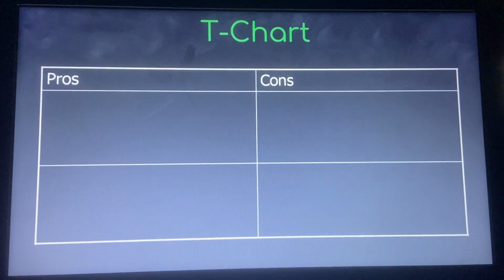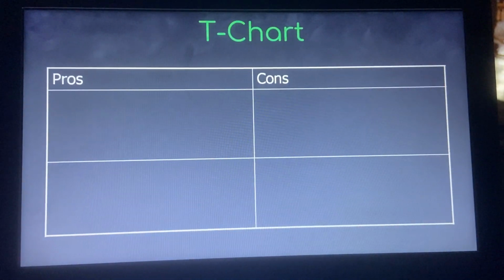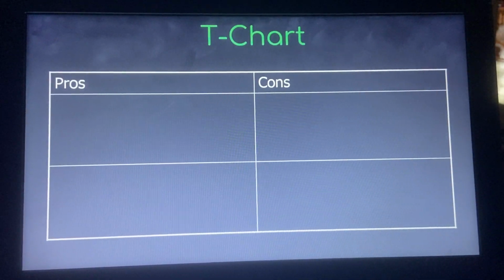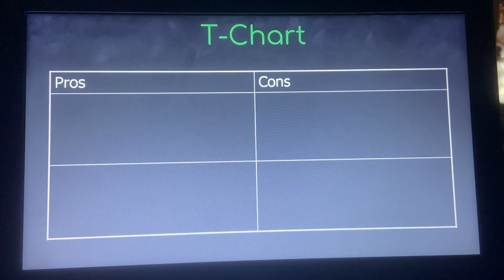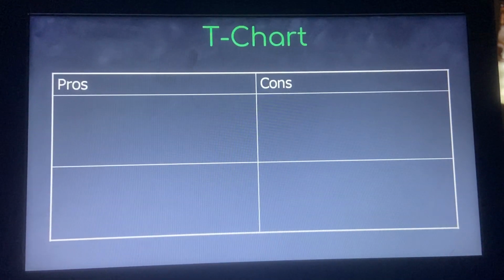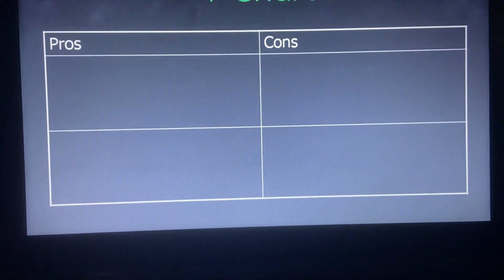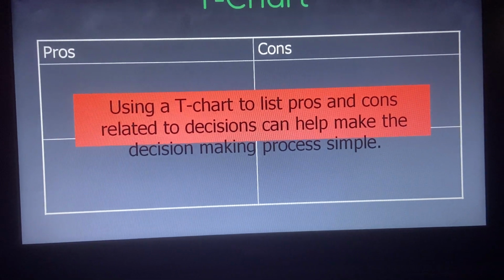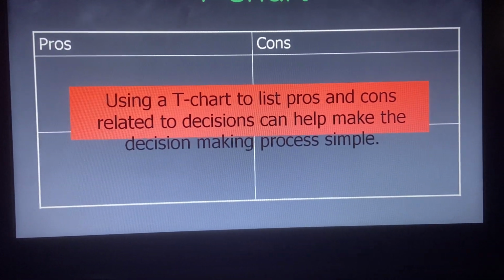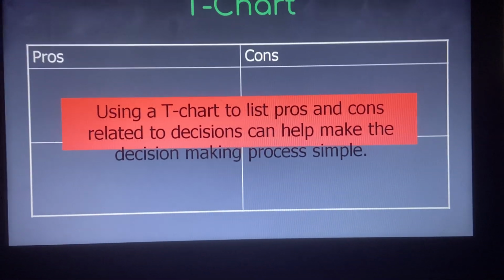So when you're making a decision, you want to make a T-chart. Okay? This is how you're going to weigh your pros and your cons. The pros being the positive side of the decision, the cons being the negative consequences. That's where cons comes from. It just makes the process simple. It helps you simplify the process and organize your thoughts.